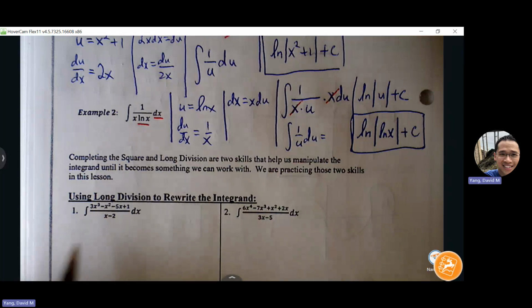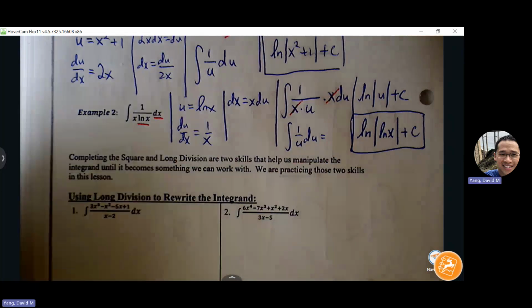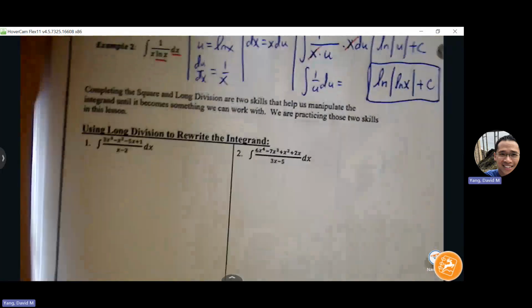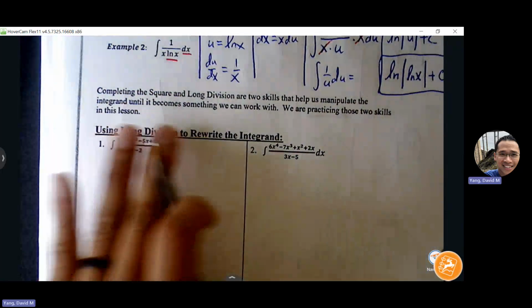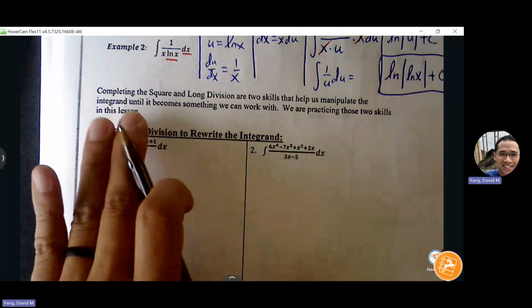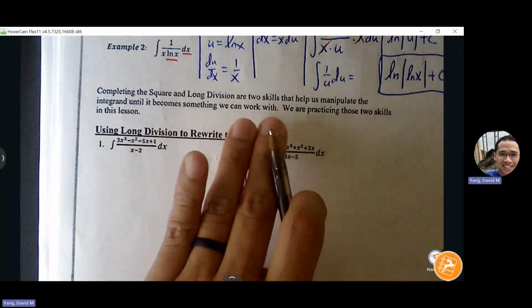Okay, let's look at example 1. We'll skip 2, but just look at example 1 here. It says complete the square and long division are 2 skills that help us manipulate the integrand until it becomes something that we can work with.